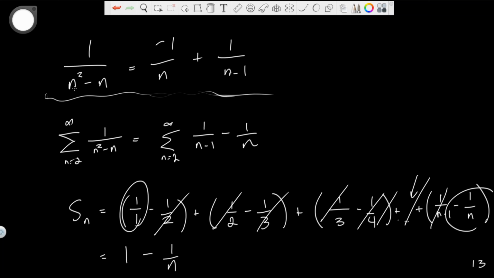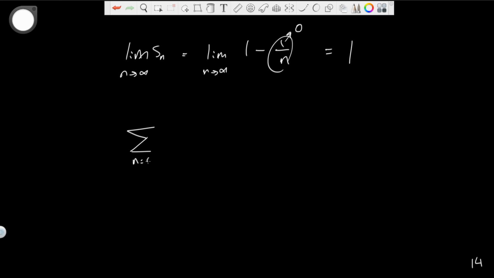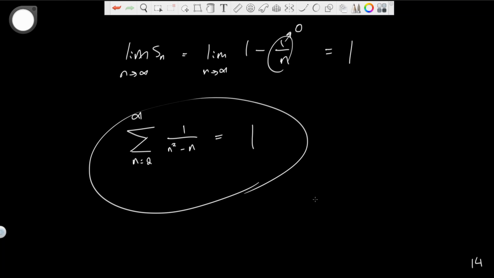Here I'm using the fact that this series is telescoping to derive this formula. All of these terms collapse in on themselves like a telescope. We have a telescoping series. And then I can take the limit of s sub n as n goes to infinity. That's just the limit as n goes to infinity of 1 minus 1 over n. That thing goes to 0, so this thing is equal to 1. Therefore, we converge to 1.